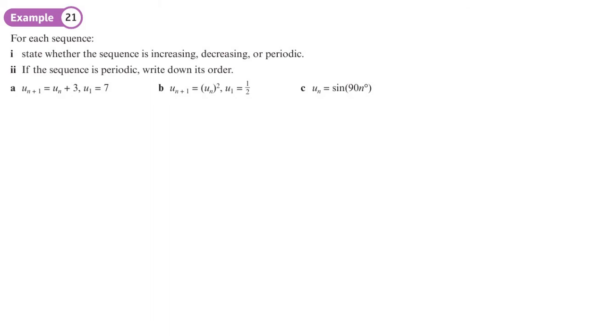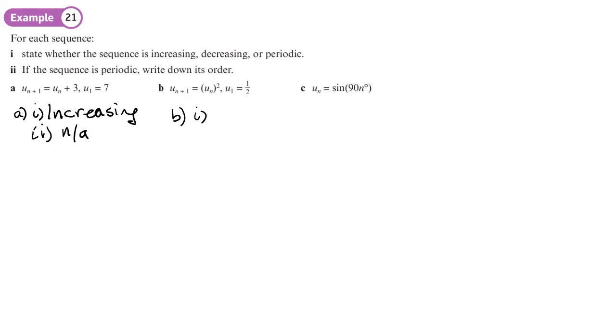Okay, for each one of these we just need to state whether they're increasing or decreasing. State just means you don't really need to do any working, you just need to look at it and decide. So the first one, part 1: it's increasing because we start with 7, you add 3, you add 3, you add 3, so I can see that's increasing. The second part of the question, if the sequence is periodic, is not applicable, it's not periodic. N/A.